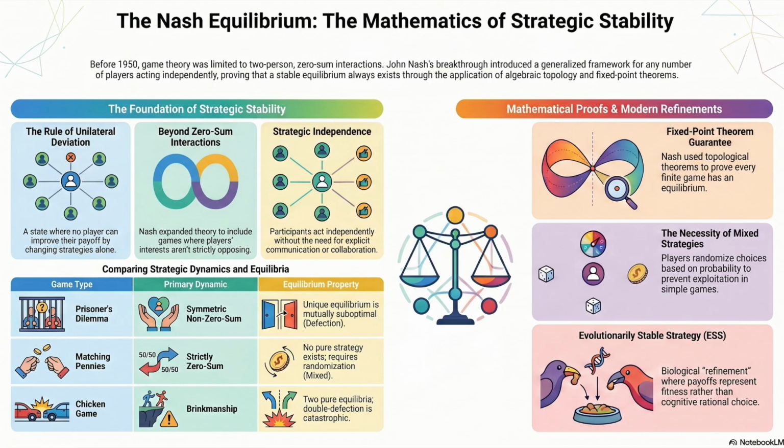So let's start at the absolute bottom. What is a fixed point? Think of a fixed point as a point of absolute stability within a system of transformations. Mathematically, it is defined as a point x within a set X that remains completely unchanged after you apply a specific function f to it. The equation is simply f of x equals x.